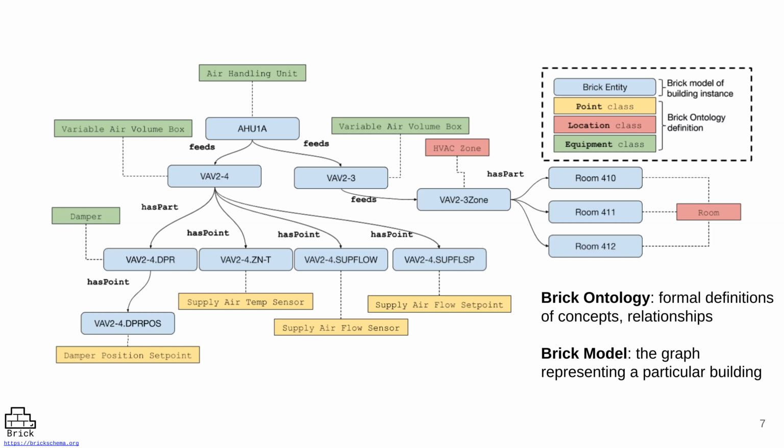And then we have the relationships between those nodes, between the entities, that say, at the top, we've got this air handling unit. It's going to feed into these two VAV boxes. This VAV box feeds into a zone, which consists of these rooms. This other VAV box has a set of points associated with it. It also has a damper, which in turn has its own position and setpoint associated with it.